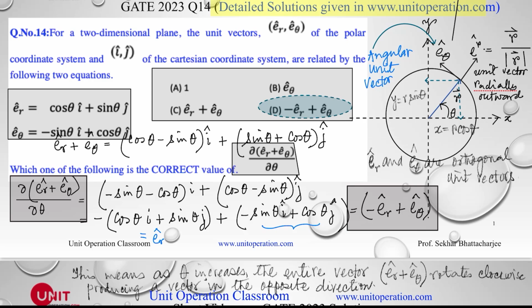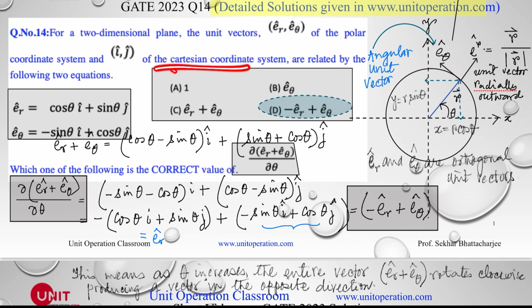Unit Operation Classroom. We are now discussing GATE 2023 question 14. For a two-dimensional plane, the unit vectors of the polar coordinate system. So these are the unit vectors in the polar coordinate system. This is going radially upward, and this is, of course, tangential to the radial vector.